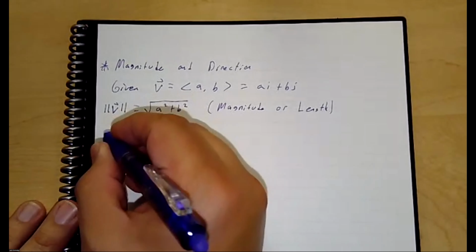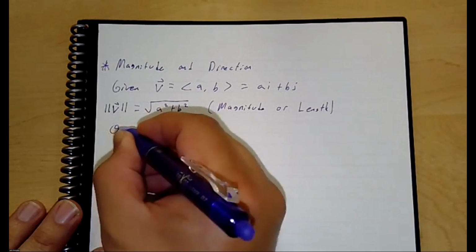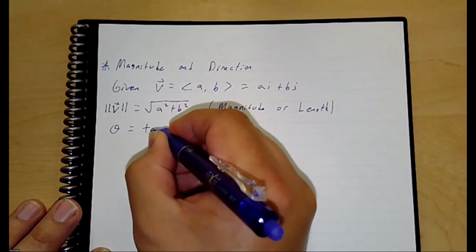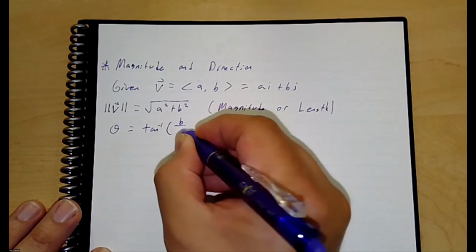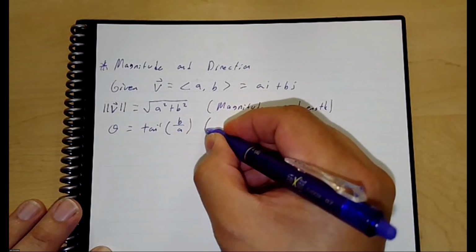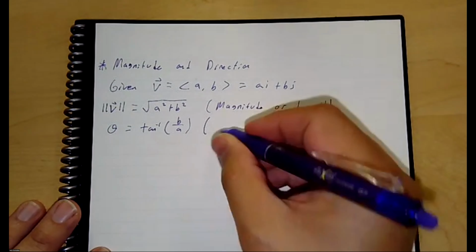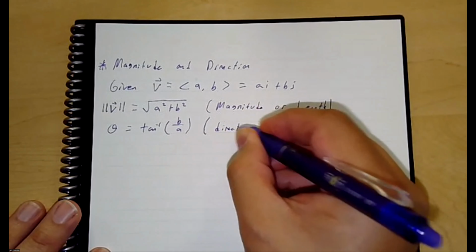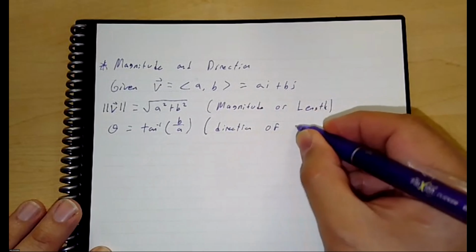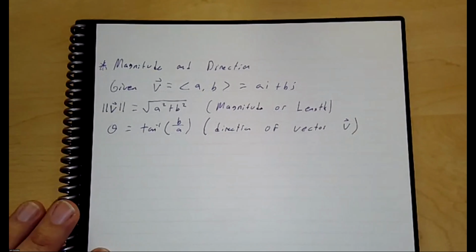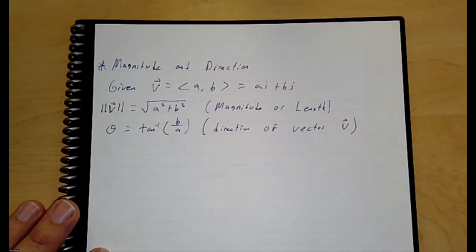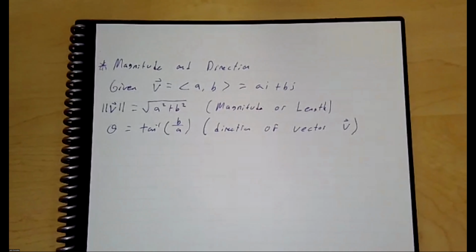All right. Theta is equal to tangent inverse of b over a. This is the direction of vector v. Let me go ahead and give you the other formulas now. Let's get it over with.